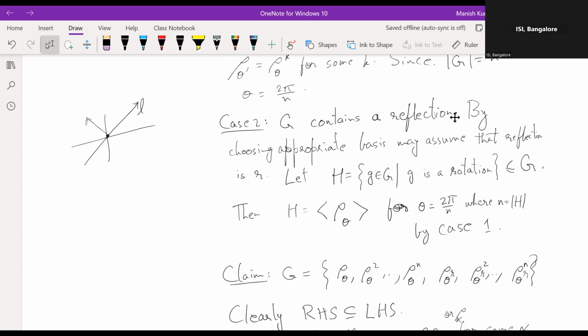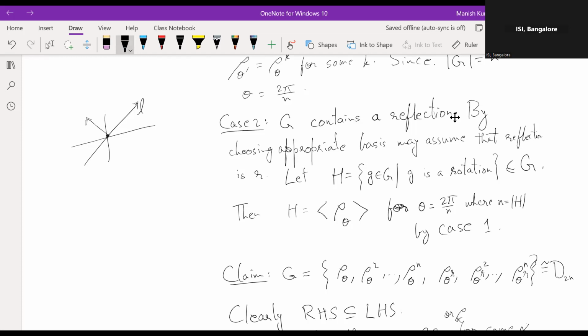Remember, this is D2n, the group of order 2n. It consists of rotation by angle 2 pi over n and reflection. This is precisely the isometries of an n-gon, hence it is D2n. So we want to prove that G is isomorphic to D2n. In fact, we will show that G is actually equal to this, which is isomorphic to D2n.